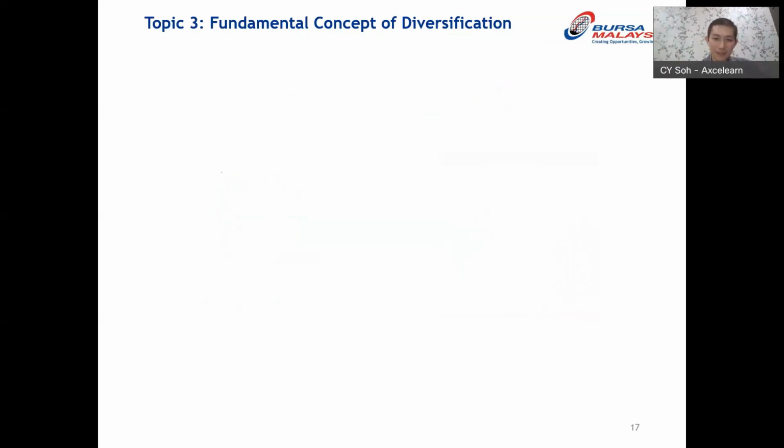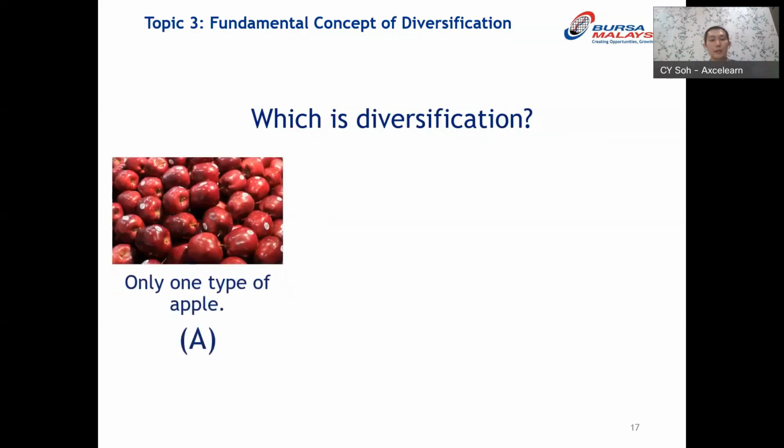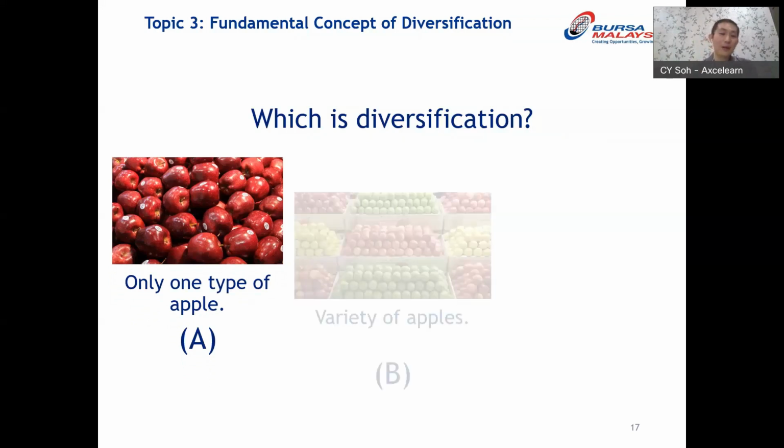Now, next thing, let's go back to this fruit store example. So there are generally three ways you can set up your fruit store. The first one is where you sell only one type of apple, or only red apple. So this is where you use your money to buy only one type of stock only, and there is no diversification at all. This is super concentrated.